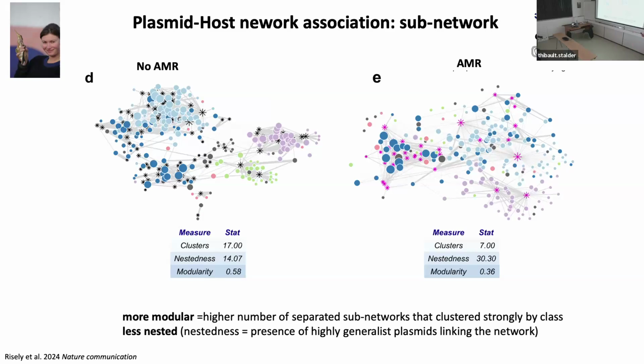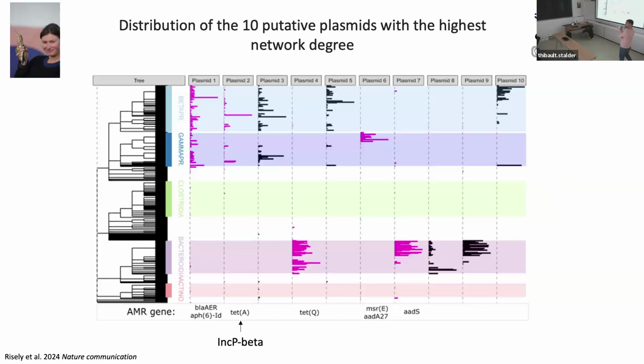is to compare sub-network associations: here a network with only the non-AMR plasmids, the plasmids that don't carry any antimicrobial resistance genes, and the network of the plasmids associated with resistance genes. By comparing certain metrics, we can clearly see that there are more clusters in the non-AMR condition, it is less nested, and it is a more modular network. The modularity shows that there is a high number of separated subnetworks that are strongly clustered by class. The fact that it's less nested means you have fewer of those plasmids that connect the overall network compared to the AMR network. And that was really interesting. It suggested that the AMR plasmids really over-connected, had more generalist behavior, compared to non-AMR plasmids that had more specialist behavior.